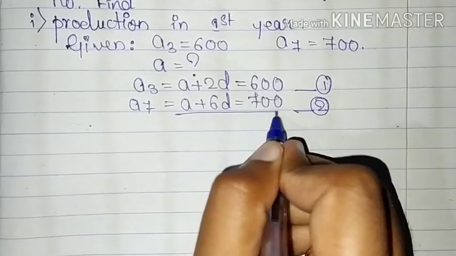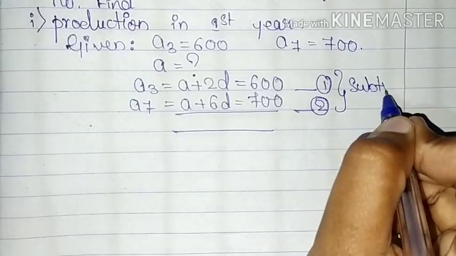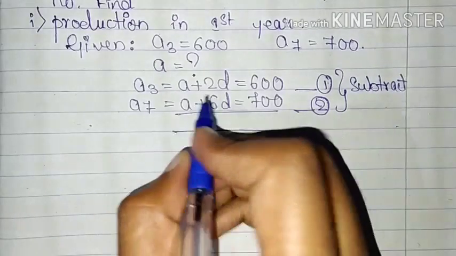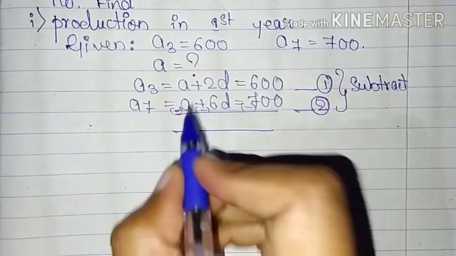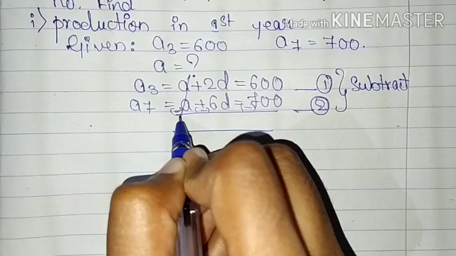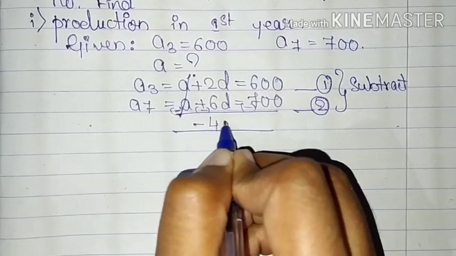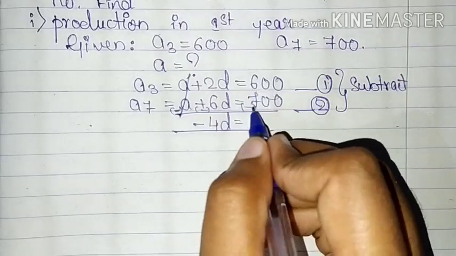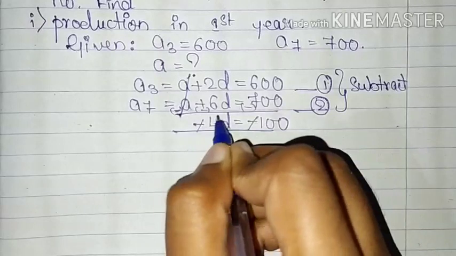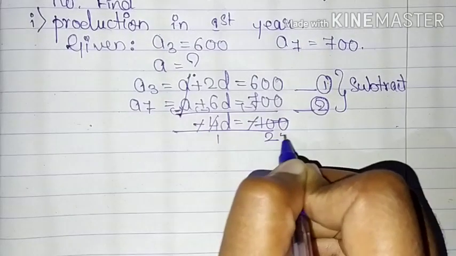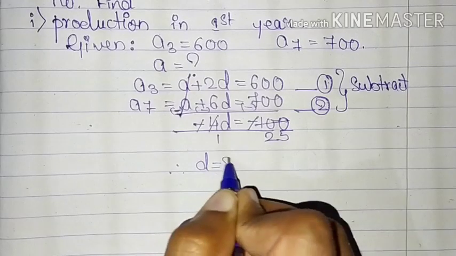So now let us subtract them. Subtract these equations. What will we get? First, the signs will be reversed. Plus becomes minus. a minus a is 0. 2d minus 6d is minus 4d, is equal to 600 minus 700, which is minus 100. Minus minus cancels. 4 ones are 4, 25 fours are 100. So the value of d is 25.